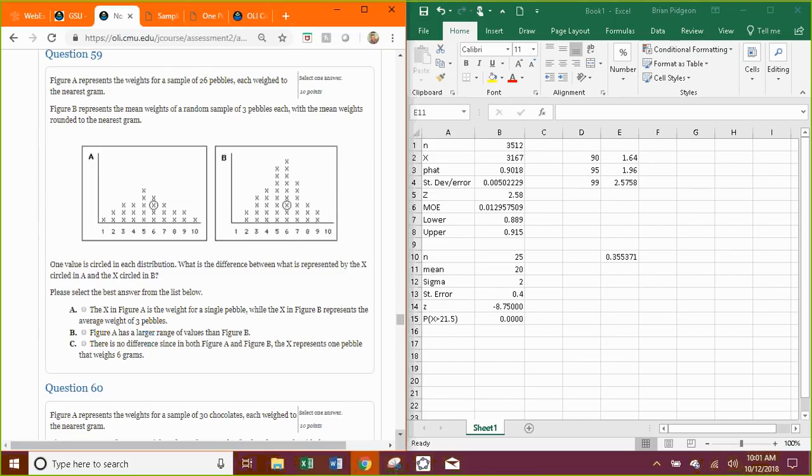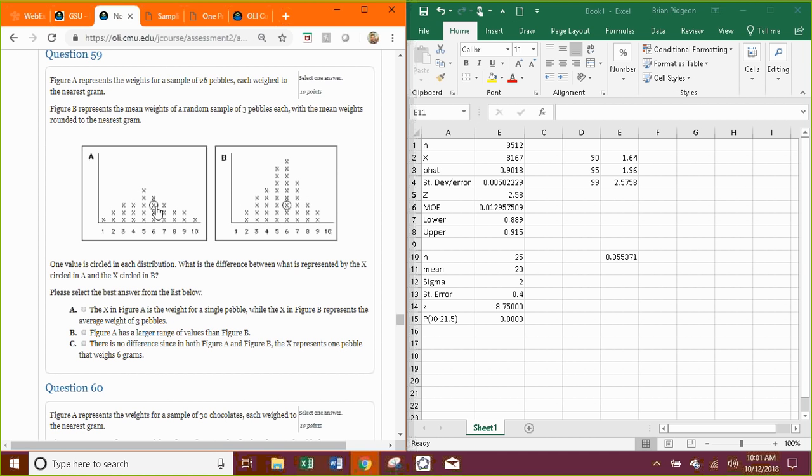Figure A represents the weight for a sample of 26 pebbles, each weighed to the nearest gram. Figure B represents the mean weights of a random sample of 3 pebbles each, with the mean weights rounded to the nearest gram. What is the difference between what is represented by the X circled in A and the X circled in B?